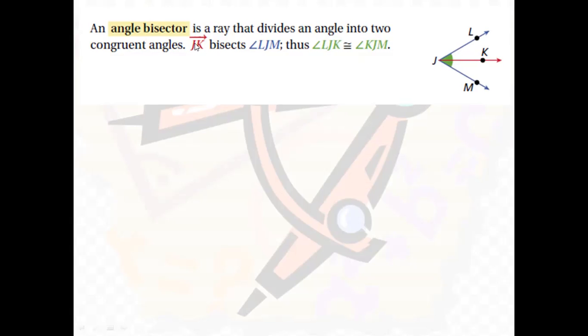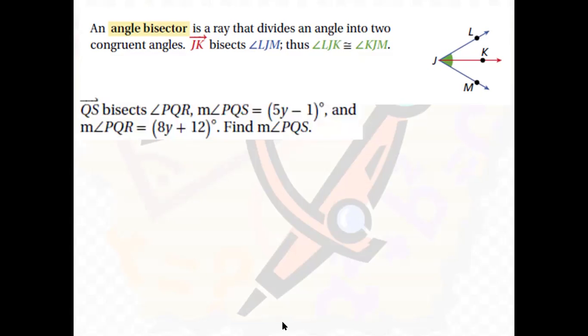So here you can see there's a ray JK that bisects angle LJM. Bisects means divide into equal parts. Thus, these two angles are equal. Angle LJK and angle KJM are equal, or we use the symbol congruent. Congruent means, as I said, it's equal. So we use this symbol to show that angle LJK is equal to angle KJM. They are exactly equal parts.